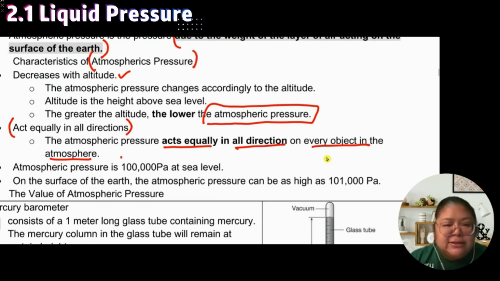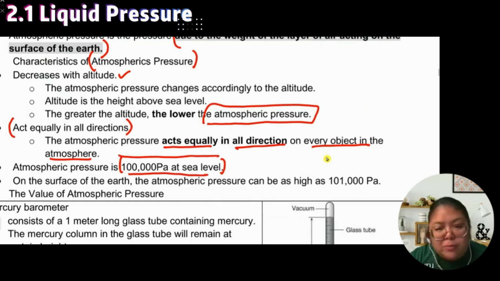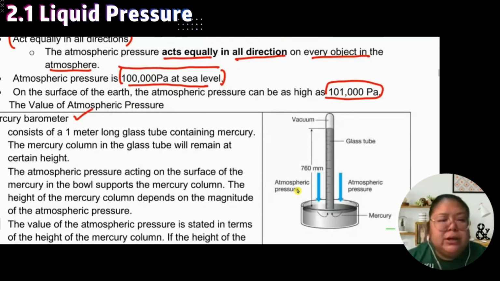Atmospheric pressure standard is about 100,000 Pascal at sea level. And now we are at sea level. Normal level, sea level. On the surface of the earth, atmospheric pressure can be as high as this. This one is the surface. So the value of the atmospheric pressure we calculate with a mercury barometer. That's the first equipment. We need to know how to measure atmospheric pressure.